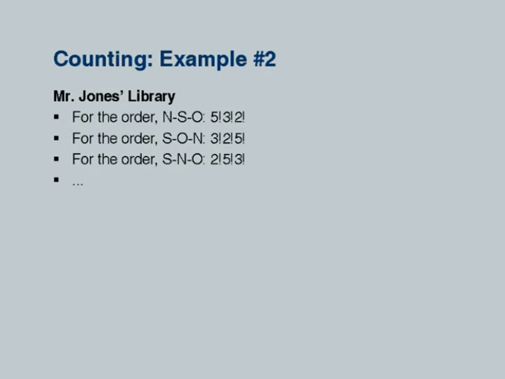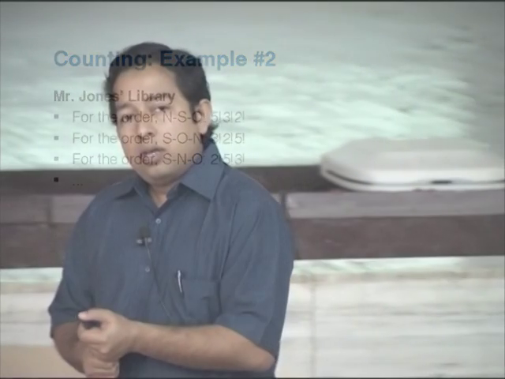So, we find the number of outcomes and we pick a typical order. Let us say at the very left, he puts the novels, in the middle, he puts the short story collections, and at the very right, he puts the other books. So, the order NSO will have how many different arrangements? 5 factorial, 3 factorial, and 2 factorial. 5 is the number of novels, 3 is the number of short story collections, 2 is the number of other books. So, this is one way of arranging books.